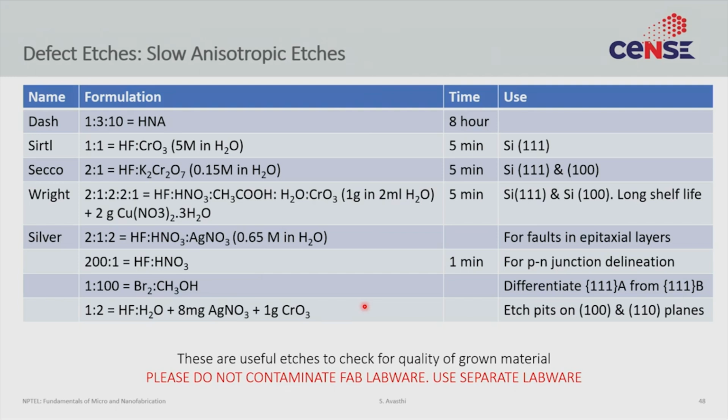We did so much cleaning at the start of this lecture, right? So if you are using these defect etches, please use separate labware. Do not contaminate your CMOS grade labware that you're using for everything. Samples that have been used for this chromium based etch must not be used for anything else. So this is a destructive etch, if you may. Once you use that sample for the defect etch, do not use it for your device fabrication. It's contaminated beyond repair. All right.